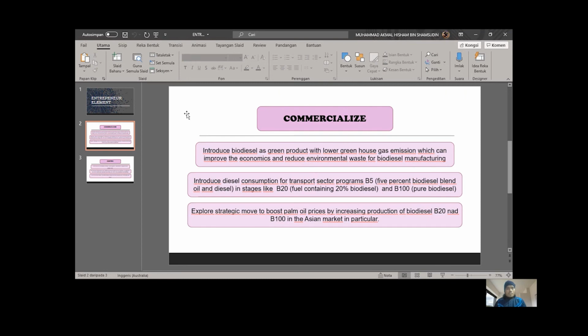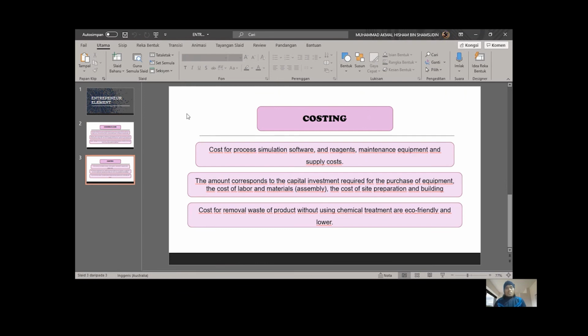Lastly, explore strategic moves to boost palm oil prices by increasing production of biodiesel B20 and B100 in the Asian market in particular. Next, costing. Cost for process simulation software and reagents, maintenance, equipment, and supply costs. The amount corresponds to the capital investment required for the purchase of equipment, the cost of labor and materials, the cost of site preparation and buildings. Lastly, costs for waste removal of product without using chemical treatment are eco-friendly and lower.